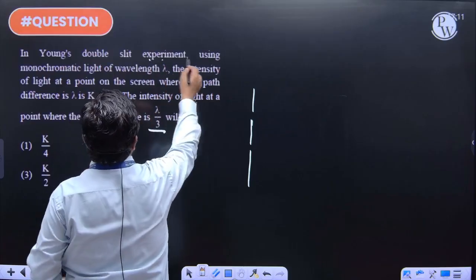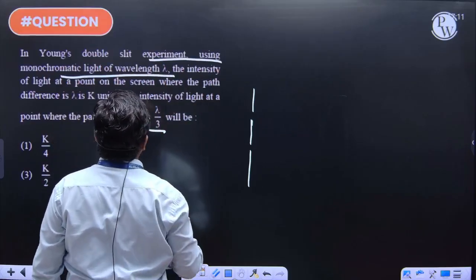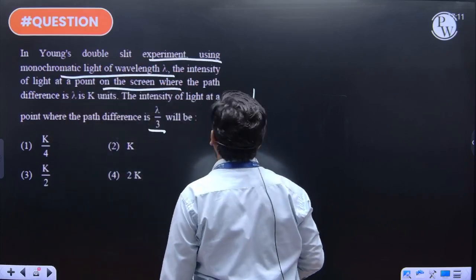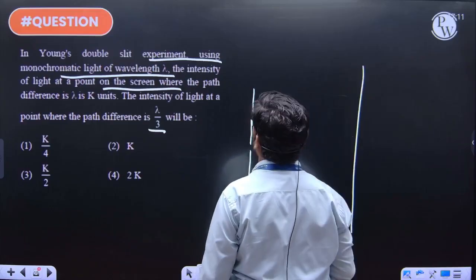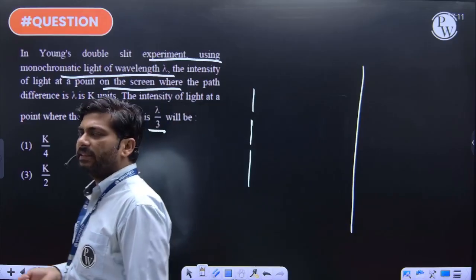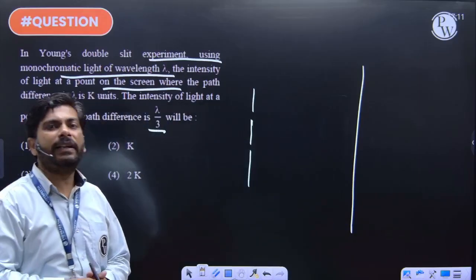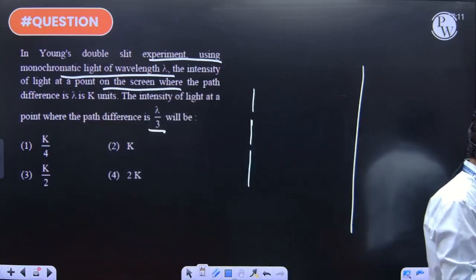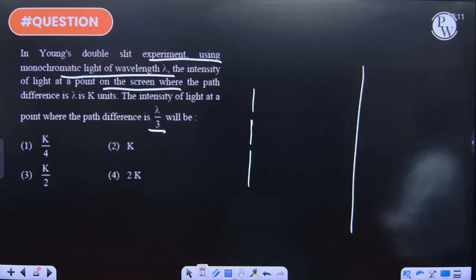So in Young's double slit experiment using monochromatic light of wavelength lambda, the intensity of light at a point on the screen where the path difference is lambda is k unit. You know that the fringes formed in Young's double slit experiment have equal intensities, right? Whether you are talking about the dark fringe or the bright fringe, they will have equal intensities, correct?